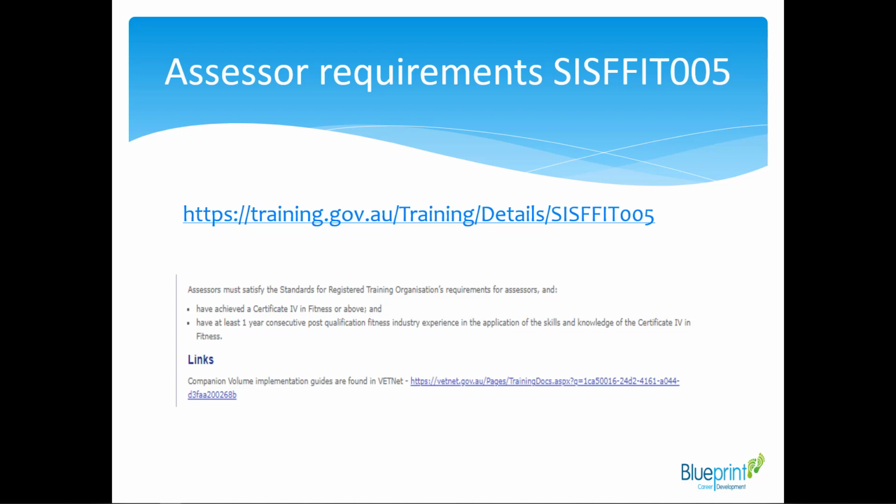Here's an example. Assessors working with students who are completing the unit SISFFIT005, Provide healthy eating information, must have at least a TAE40116 and also have achieved a Cert 4 in Fitness and have at least 1 year post-qualification fitness industry experience in the application of the skills and knowledge of the Cert 4 in Fitness. Where does this information come from? This information has been taken from the assessment conditions of the unit from training.gov.au.